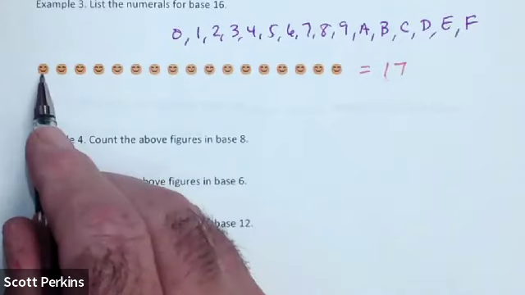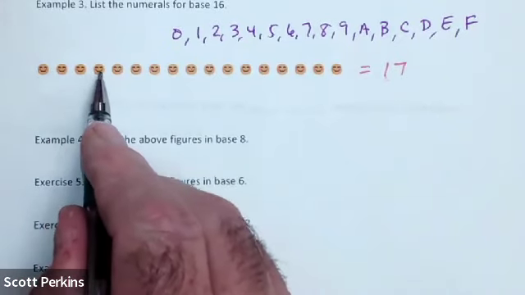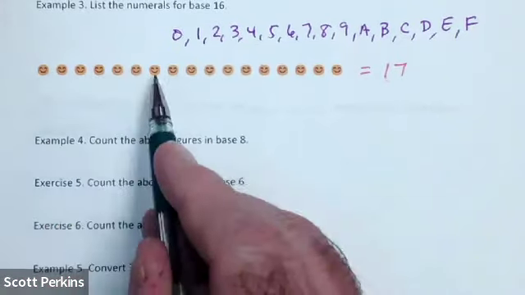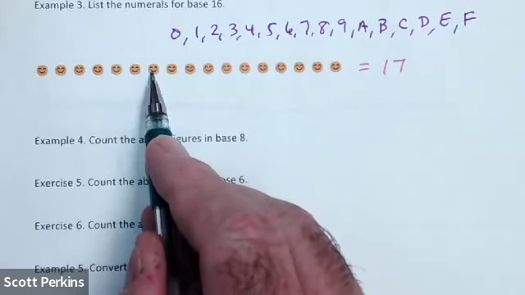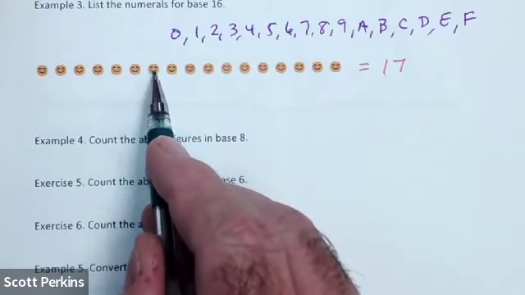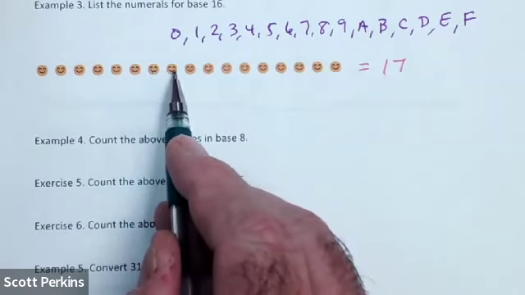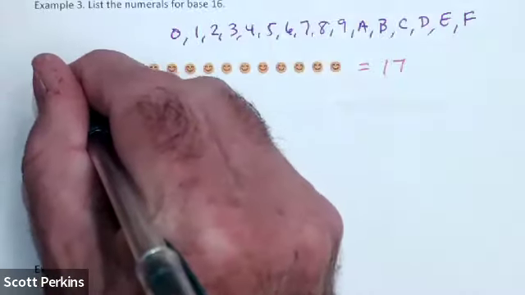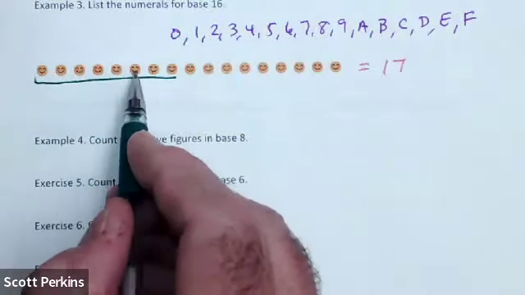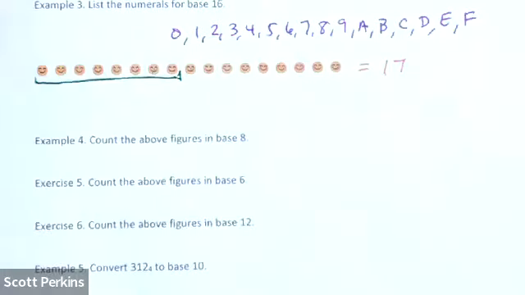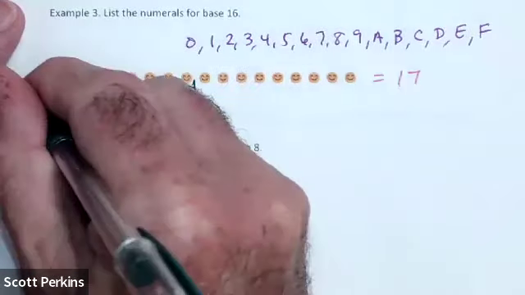We've got 1, 2, 3, 4, 5, 6, that's 7, right? So the next one, when I count the next one, I have what? I have a full group of 8, right? So here's how we would write that. 1, 2, 3, 4, 5, 6, 7, 8. In base 8, because that's what we're doing.